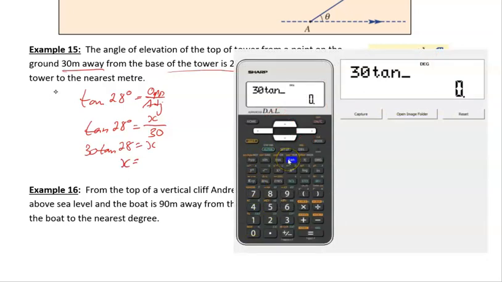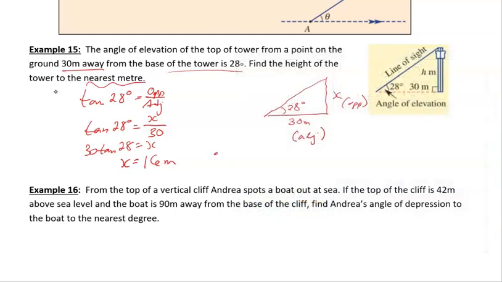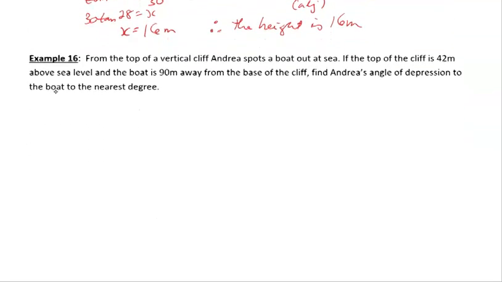And let's see, we want this to the nearest meter. So it comes out as 15.9 something, so that's 16 meters. So then we have to write, therefore, and you can write this legibly, the height is 16 meters to the nearest meter. Not very tall. Top of the tower is 16 meters.